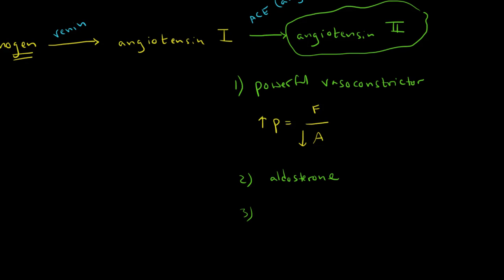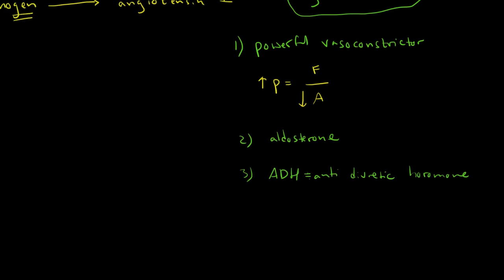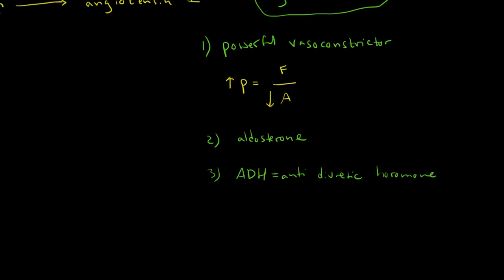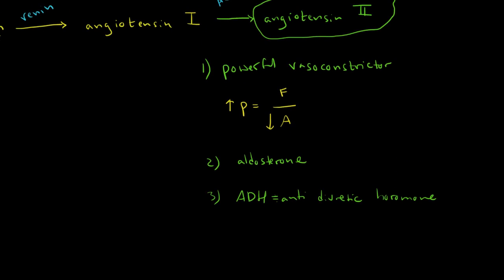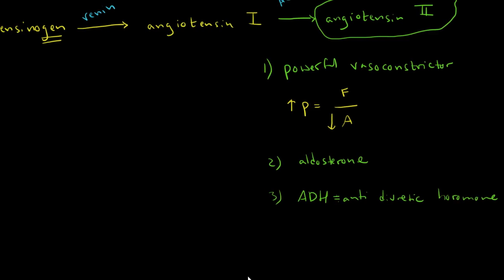And the third thing that angiotensin 2 will do is stimulate the release of ADH, anti-diuretic hormone. Again, if you recall from our last video, anti-diuretic hormone will cause the distal convoluted tubule and collecting duct to be permeable to water, thereby increasing the amount of water that's reabsorbed. If you absorb more water, you will have a greater blood volume. If you have a greater blood volume, you'll have greater blood pressure. Okay, that takes care of the juxtaglomerular cells.